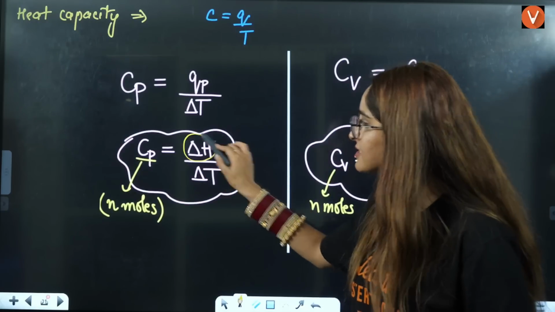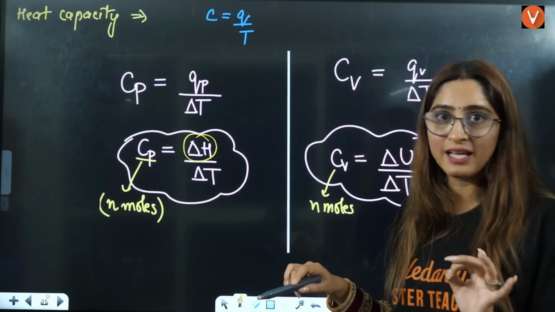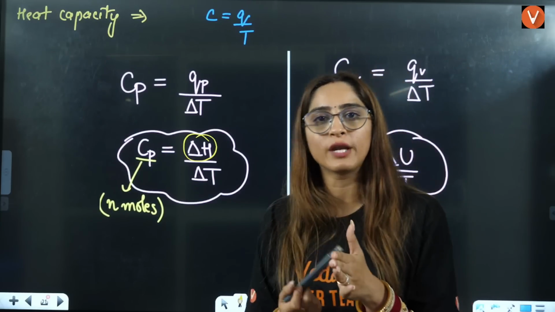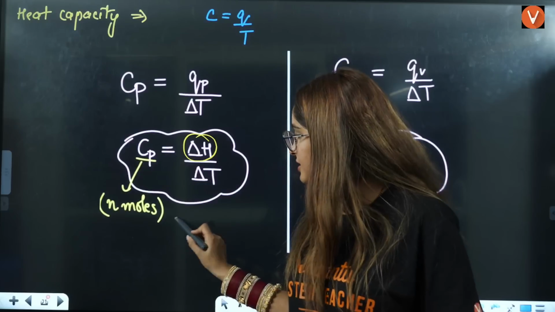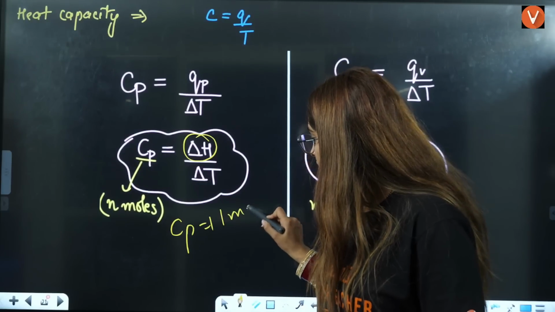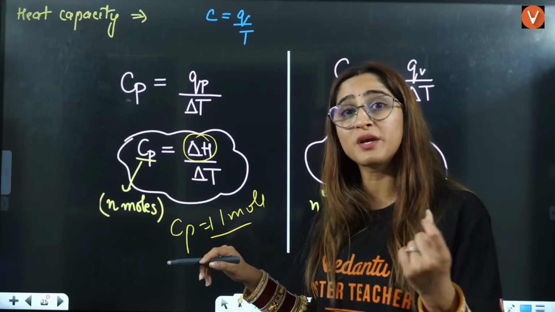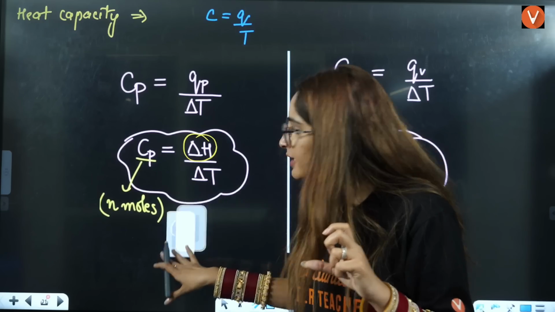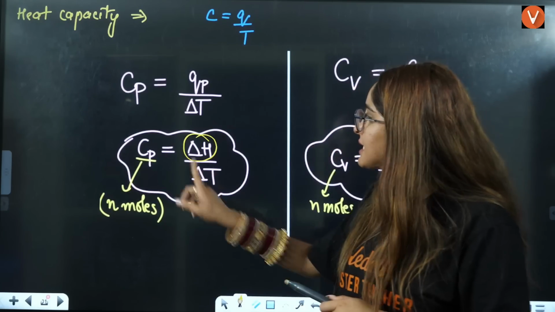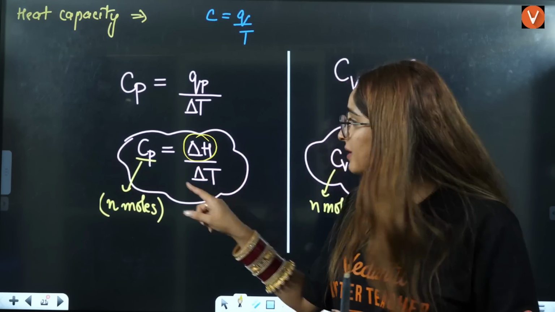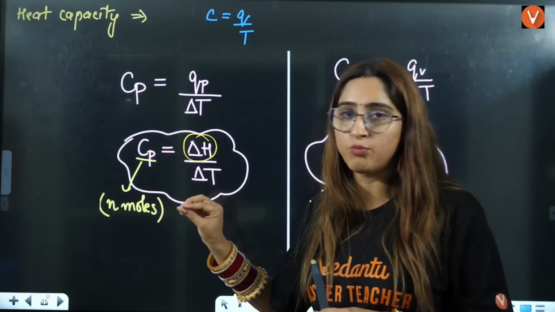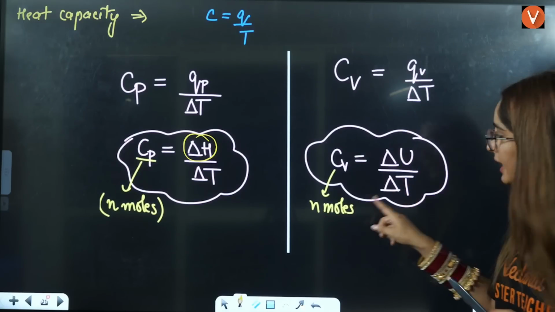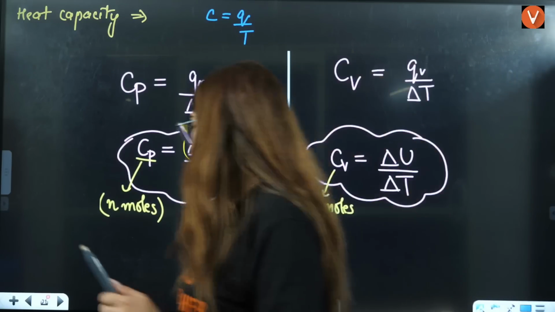Qp is nothing but delta H. Remember one thing, the formulas that I am telling you here are very important. Now don't tally this with your NCERT, because in NCERT they have mentioned Cp is for 1 mole. That is why students usually get confused, because in the paragraph they have given the detailed information. So if you are directly learning the formulas, remember this thing. Cp is equal to delta H by delta T, but here Cp is for n moles. Cv is equal to delta U by delta T, but Cv is also for n moles.